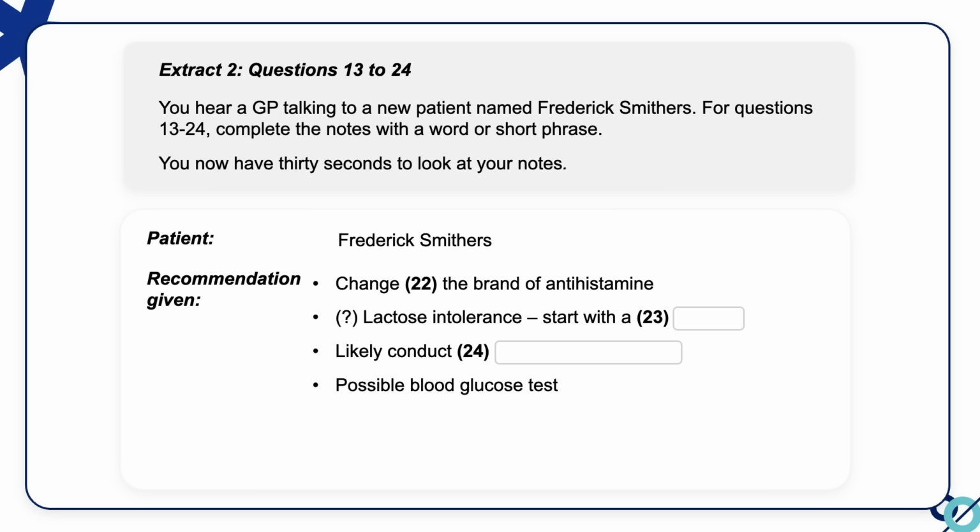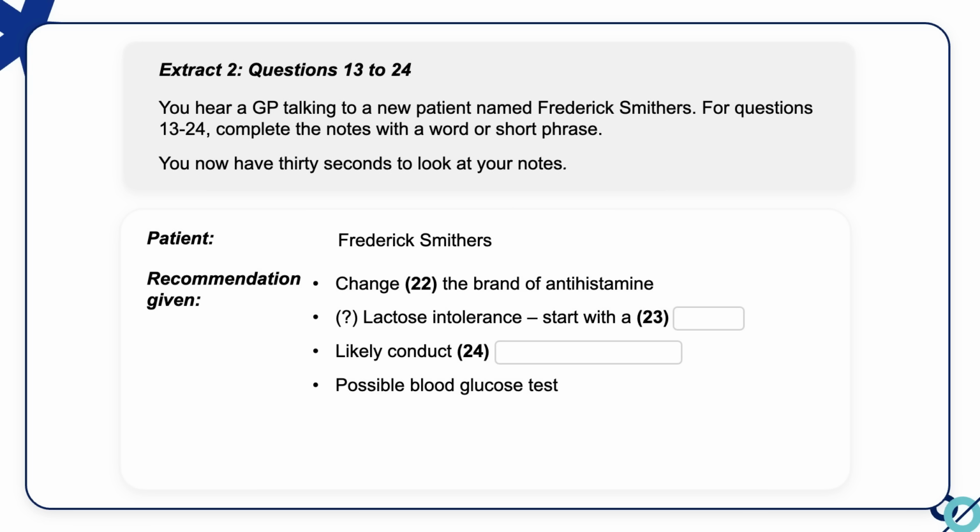22 is brand of antihistamine. The doctor suggests changing the brand of antihistamine. Note here that the prompt says change blank. The audio says change the brand of antihistamine. You need to write the full phrase brand of antihistamine or the brand of antihistamine to make the sentence grammatically complete and accurate to the audio.